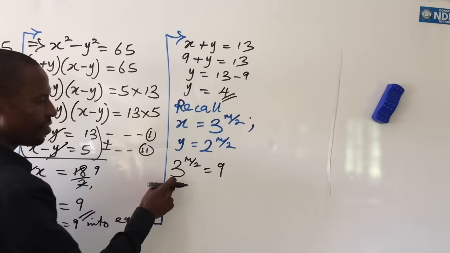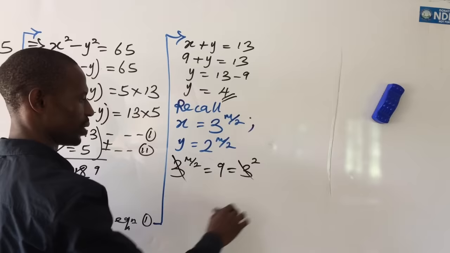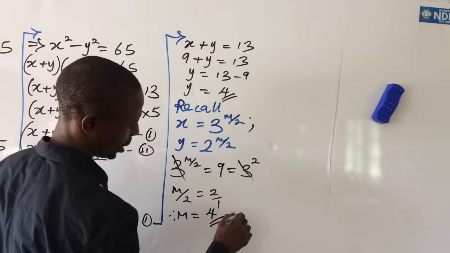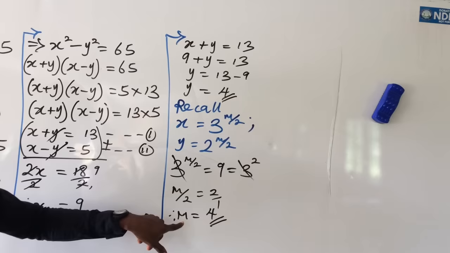We are having base 3 here, so we can equally express 9 as 3 to the power of 2. So the bases are now the same. We now have m all over 2 equal to 2. This is all over 1. So if we cross multiply, then this will now give us, therefore, m is equal to 4. This is the value for our m. Now, if we substitute 4 for y into this expression here, we are still going to get the value of m to be 4.